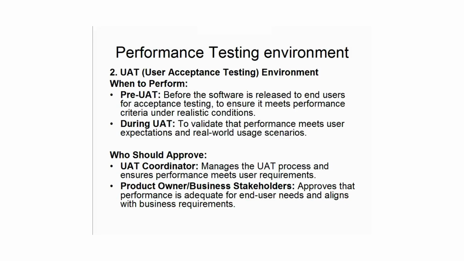UAT. When to perform: pre-UAT, before the software is released to end users for acceptance testing, to ensure it meets performance criteria under realistic conditions. During UAT, to validate that performance meets user expectations and real-world usage scenarios. Who should approve? UAT coordinator manages the UAT process and ensures performance meets user requirements, and product owner and business stakeholders approve that performance is adequate for end user needs and aligns with business requirements.